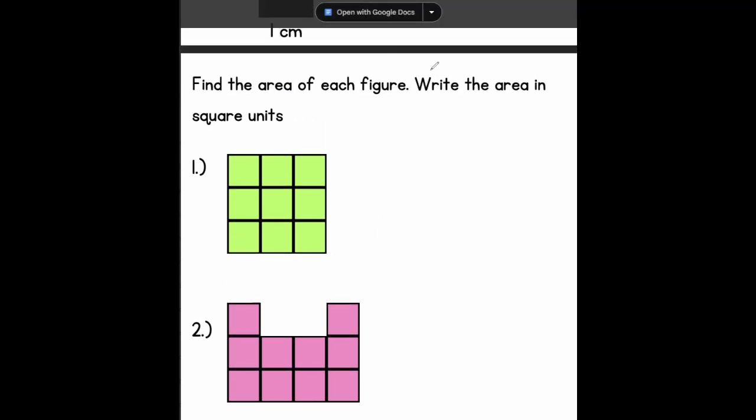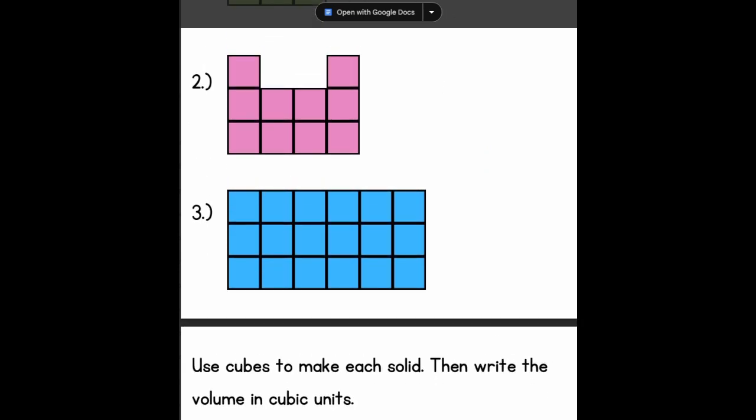Find the area of each figure, write the area in square units. So this is 3 blocks long and 3 blocks wide. To calculate area, you multiply the length by the width, which is 3 times 3, so the answer would be 9. So this is 9 square units, because when you multiply 2 dimensions, the result is squared. It's just written that way.